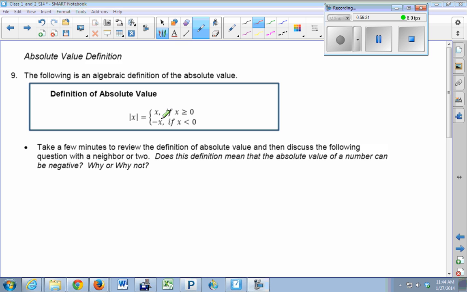But it's telling me that the answer is negative x. What? Yeah, distance is always positive. So what's going on here with that? So how do I know I have a negative number here?